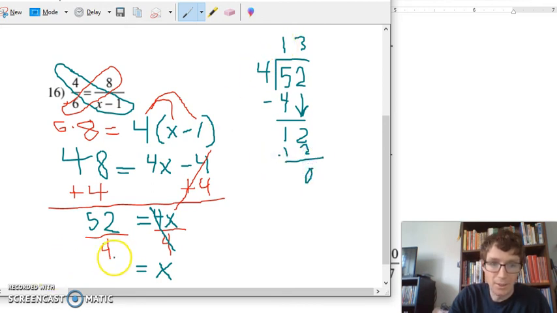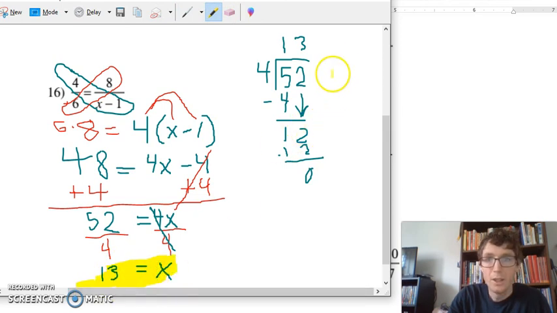So in the end, you should get x to equal 13. And I just reviewed the long division just because I think that's an easy thing to forget. So, okay, your answer will be 13 here. So I'm going to highlight that. That's all you got to put for this. So I just reviewed 16. I'm going to do 18 next.